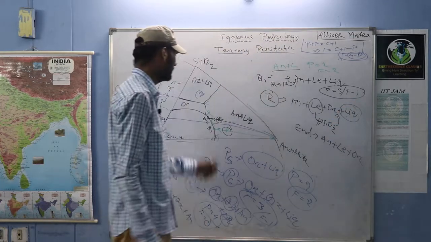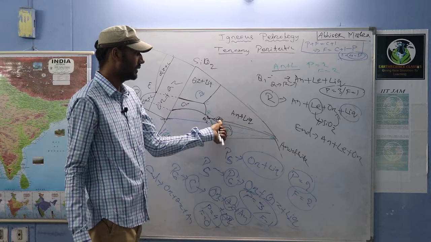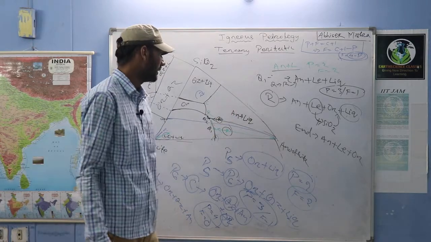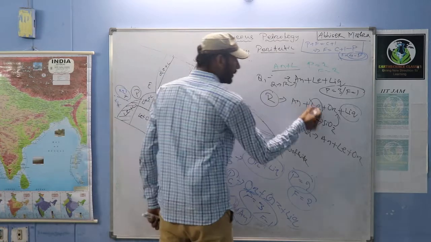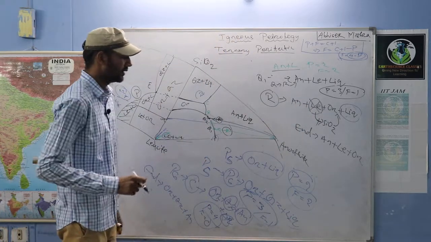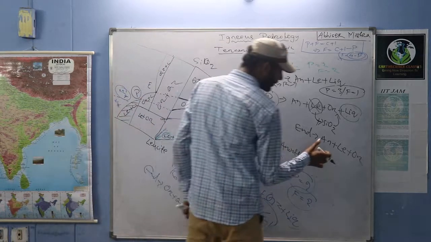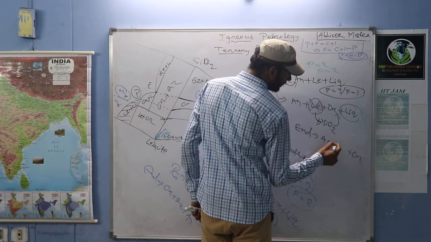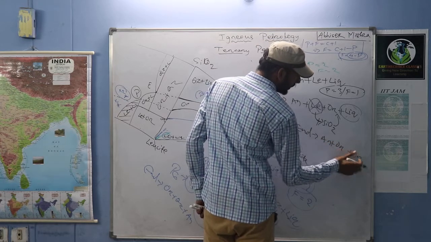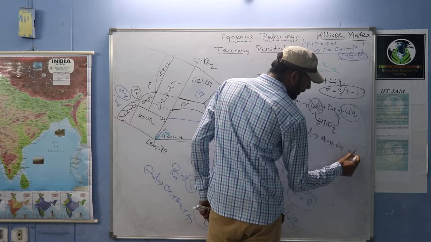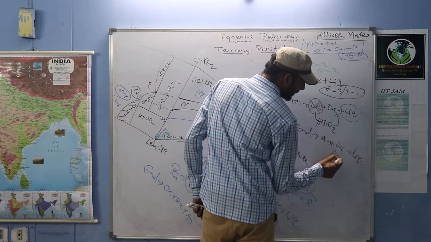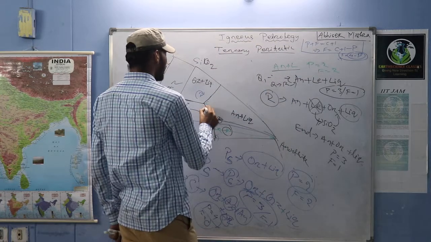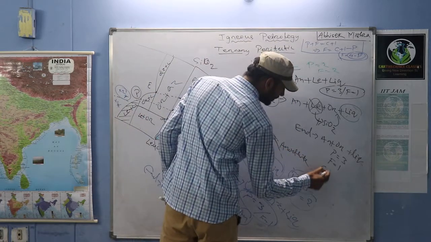So here what will happen? As I have taken the initial composition, it is above this triangle or above this line. So now leucite will be finished. So you are going to find anorthite plus orthoclase plus liquid. So phase becomes 3, degree of freedom becomes 1, then it will move to point C.